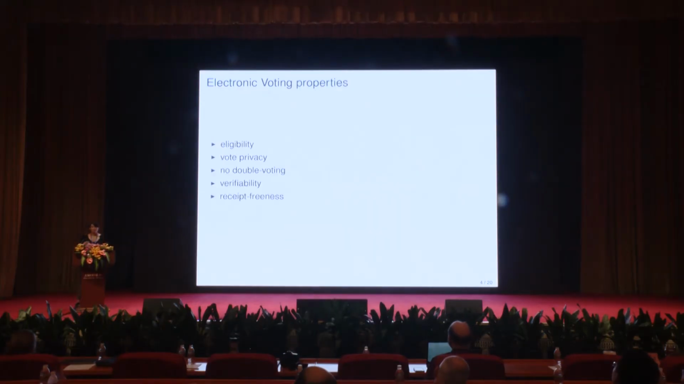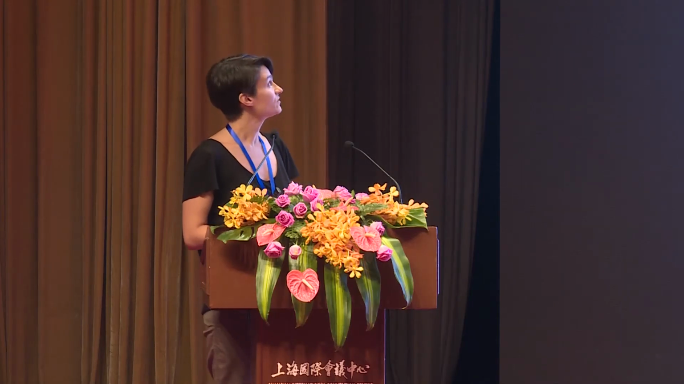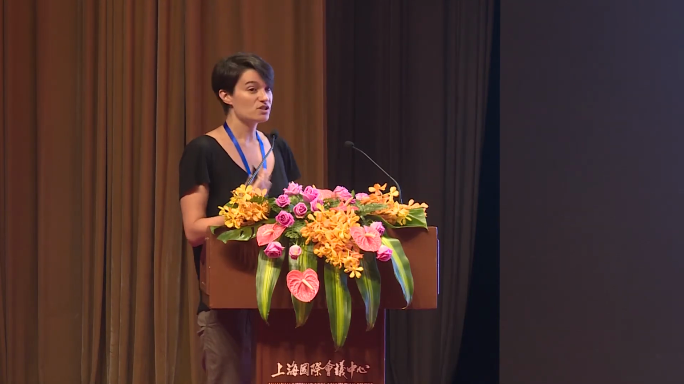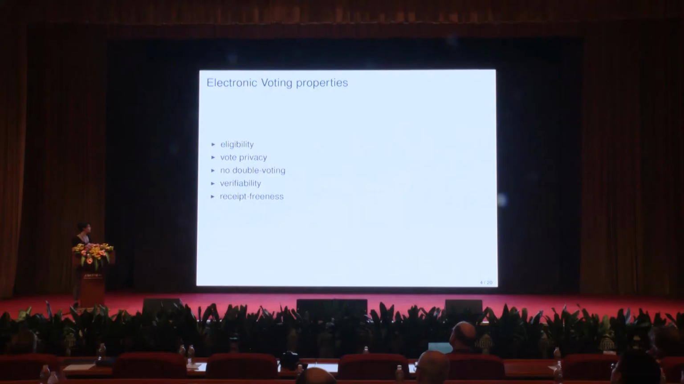So what are these properties that we would ideally ask for an electronic voting protocol? That would be eligibility. So we want eligible voters to be able to vote. We want to secure the privacy of the votes. We also want to prevent double voting, so the voters are not allowed to vote two times. Then we would ideally want verifiability to be able to check that the count is done correctly. And at the end, we would also like to have receipt freeness. So receipt freeness is the thing that doesn't allow you to sell your vote to someone else. This is what the booths in the election centers provide, so that someone cannot get into the booth and see what you have voted for, so you can sell your vote.